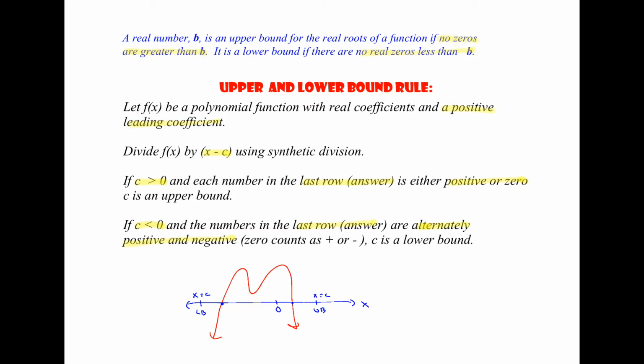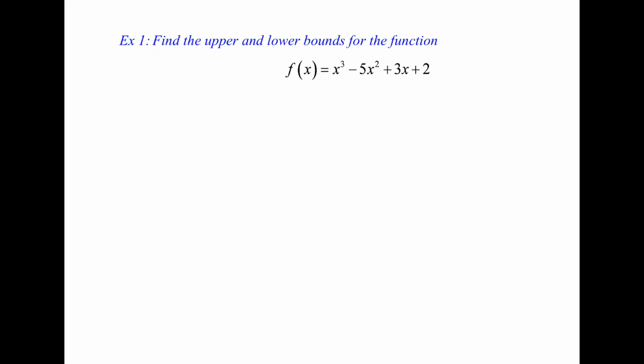So that's the upper and lower bound. The graph will not cross past that point again. So in this example, we're going to find the upper and lower bounds for the function f of x. We'll start with the upper bounds. So we want to choose values that are greater than c. I'm sorry, in this example, we're only looking for the upper and lower bounds of the function. So let's start with the lower bound. We want to choose values that are less than c.